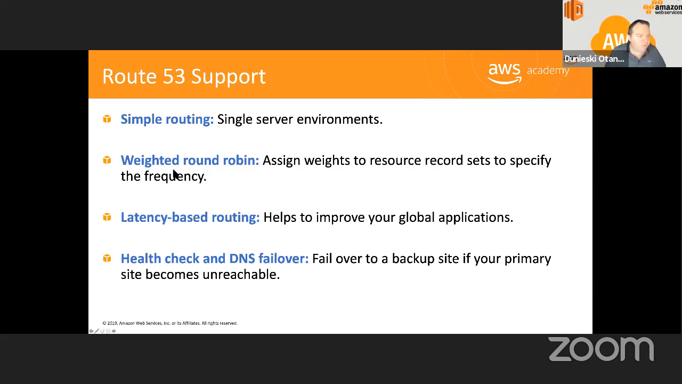You assign weights to resource record sets in order to specify the frequency with which different responses are served. So if you have any questions in the exam that have to do with a specific percentage to specific EC2 instances, this is the one that you use. And this is also the one that you use for blue-green deployment.